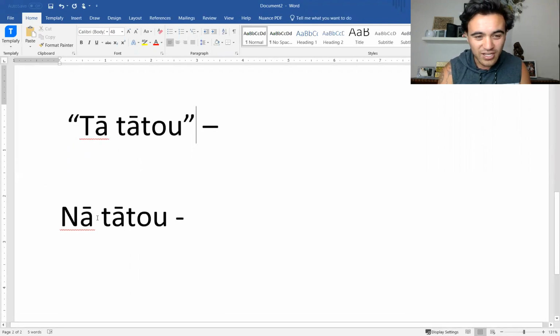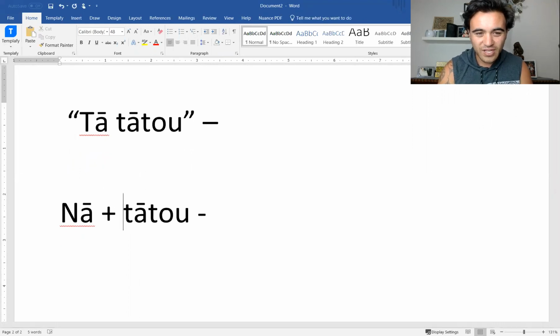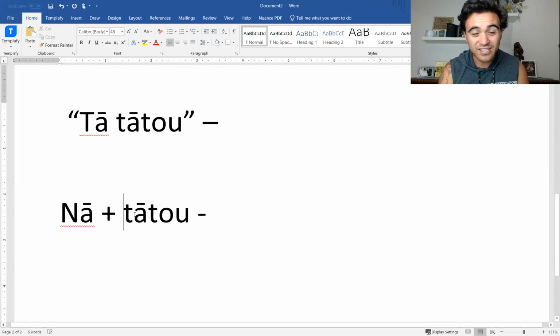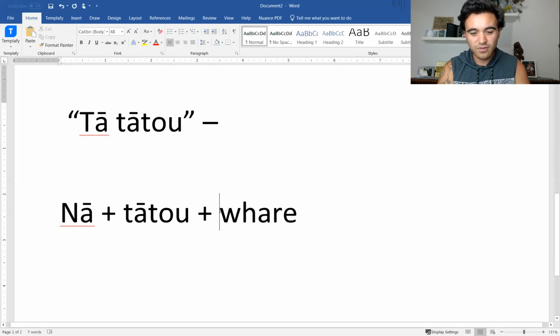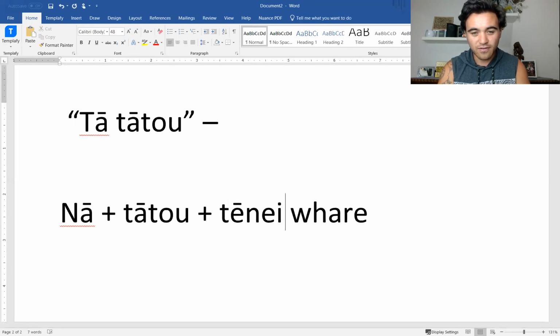Versus when we look at nā takatou, it's actually made up of two separate phrases. Nā, meaning belonging to, and the second part of this phrase is takatou, so it means belonging to us. Nā takatou, and then what we typically have here is what the thing is. Let's put whare for instance. Nā takatou tēnei whare. This whare, this house belongs to us.